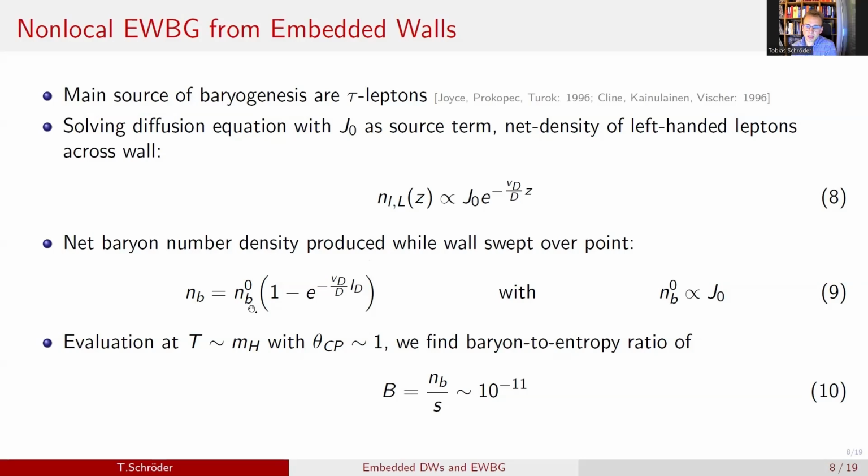The prefactor NB0 is here proportional to the injected left chiral flux J0. Evaluating this expression for a temperature of the order of a Higgs mass and theta CP of the order 1, one finds that the baryon to entropy ratio gives a value of 10 to the minus 11. This value is compatible with the measured baryon to entropy ratio, even if only marginally so.